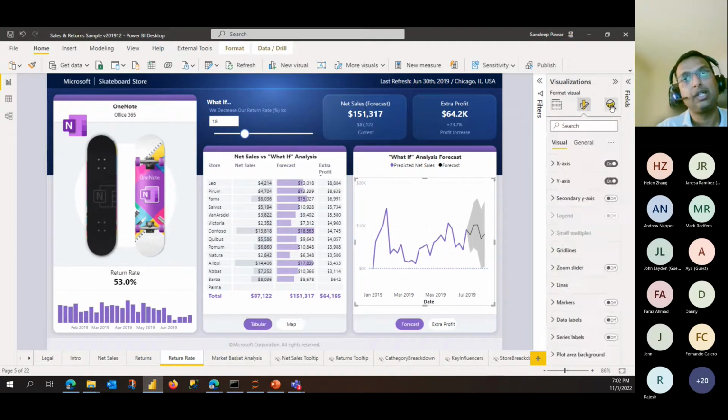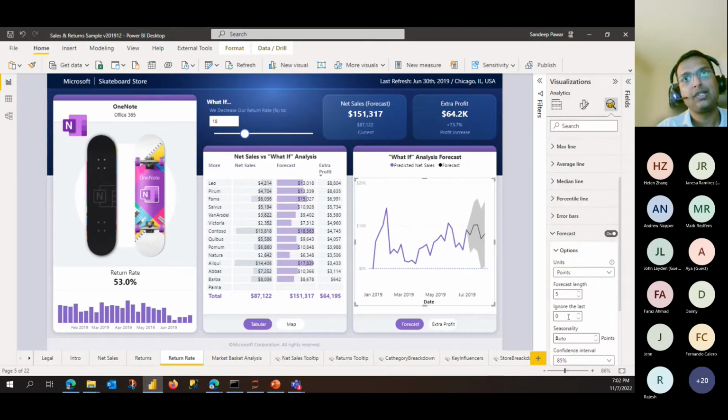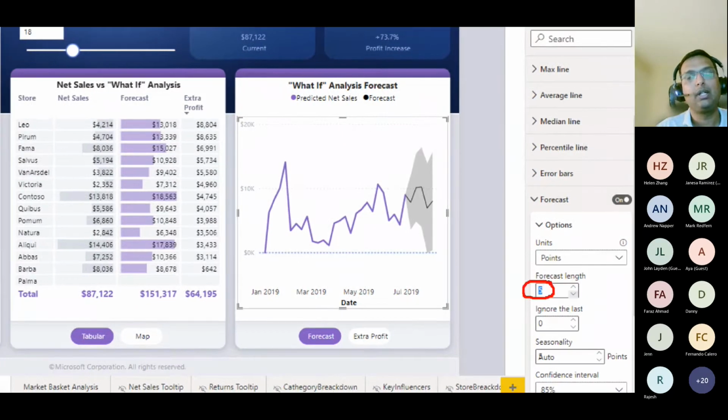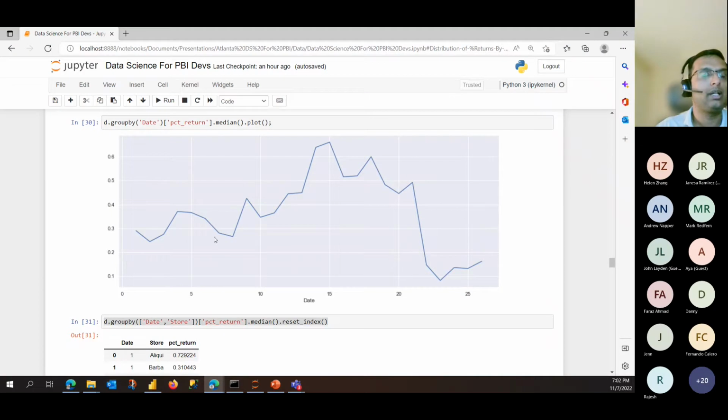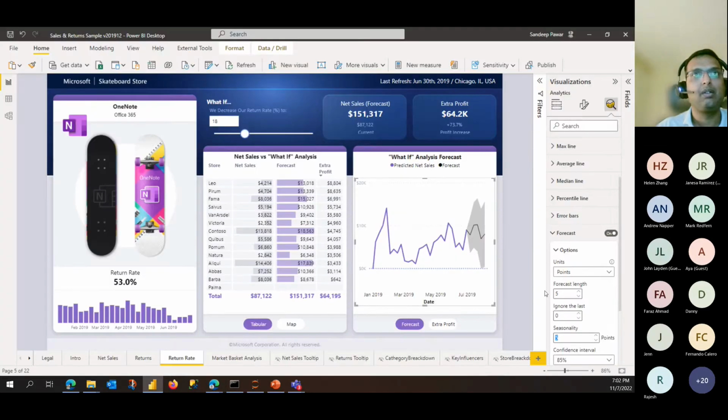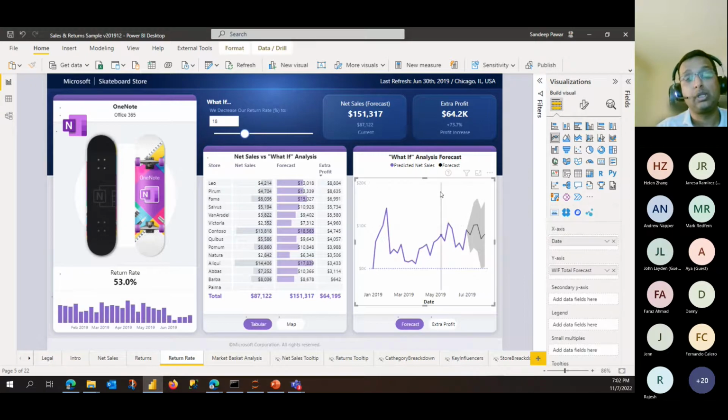If I open this and go to the forecast, you see the forecast length in this case is 5. So what they did was they used a seasonality of 5. Because we used data science and looked at the data, we know that's not the case. We clearly know here that there is a weekly seasonality, which means that first, this data should have been aggregated at the weekly level, and then we should have used a weekly seasonality in this case.